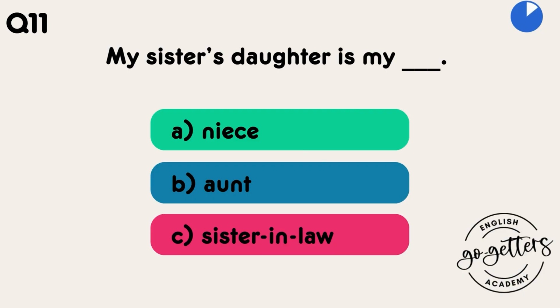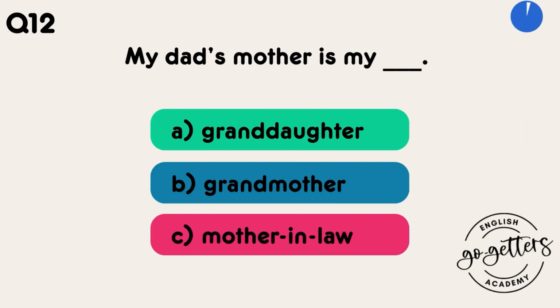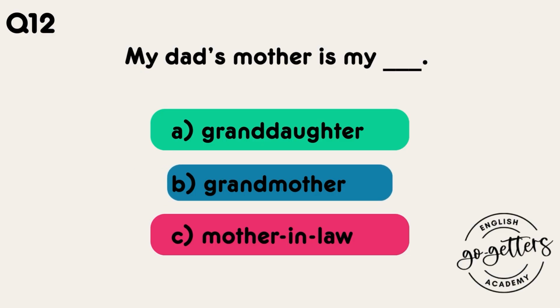Question 11. My sister's daughter is my... And the correct answer is letter A, niece. Question 12. My dad's mother is my... And the correct answer is letter B, grandmother.